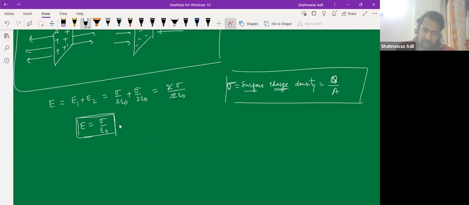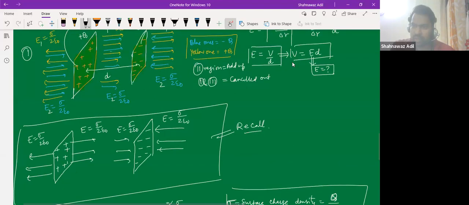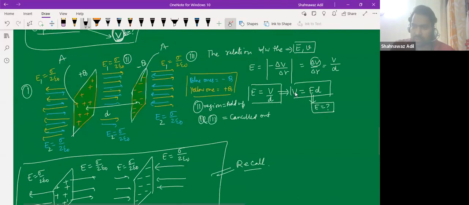So if we put this value in here, E would be how much? Sigma is Q by A epsilon naught. Now we have the electric field. So then the idea was to calculate the voltage. We wanted to calculate the voltage.